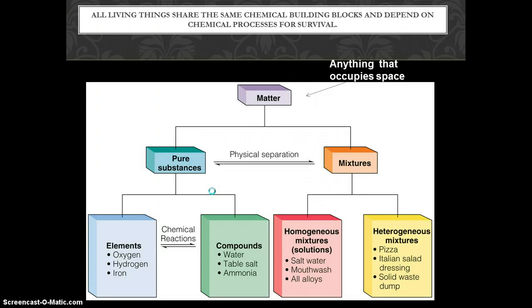If you look at all living things, they share the same chemical building blocks and depend on chemical processes for survival. When we talk about matter, that's anything that occupies space, and we can break matter down into two categories: pure substances and mixtures. Pure substances are composed of elements, for example oxygen, hydrogen, and iron. When these elements react and combine, they form compounds like water, table salt, and ammonia.